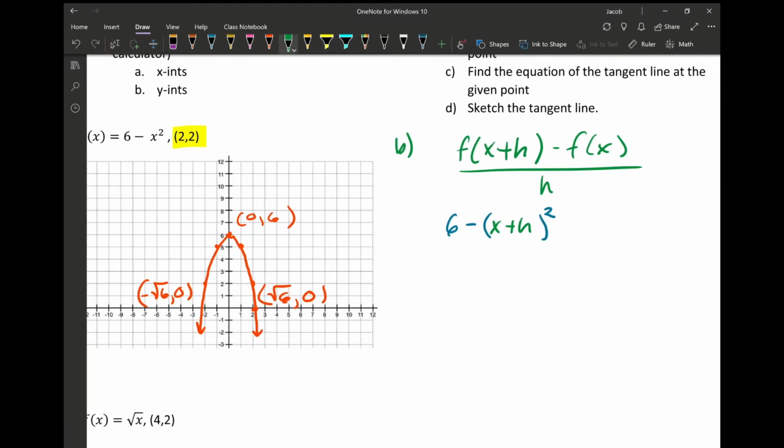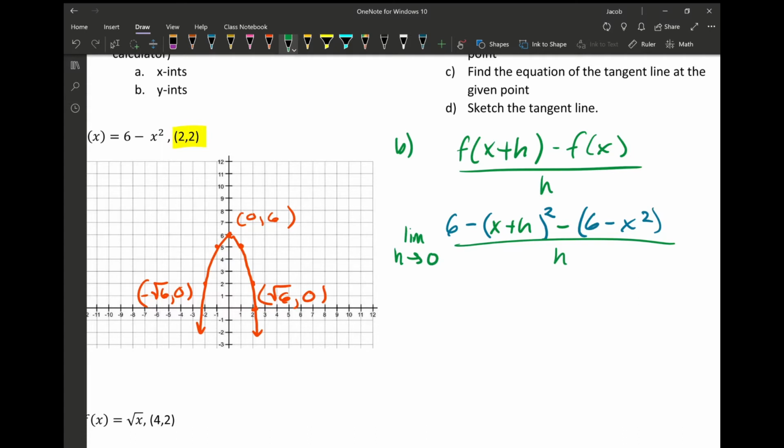And then I'm subtracting the same function, but without a different and strange input, so it's just 6 minus x squared. I need to subtract the entire thing, so I'm subtracting the entire 6 minus x squared. And then this will all be over h, with, of course, us evaluating as the limit as h approaches 0.